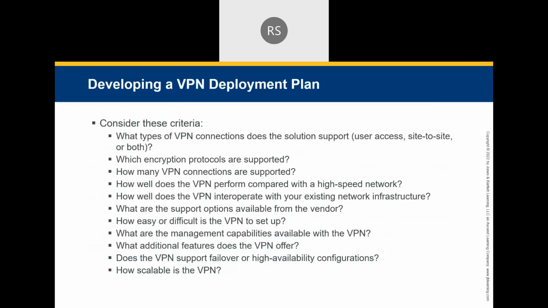Also, assess any additional features or functionalities that are offered by the VPN. So you can look for multi-factor authentication, content filtering, intrusion prevention. You also want to determine whether the VPN supports failover or high availability configurations to ensure continuous availability and resilience against network disruption or hardware failures. And then finally, evaluate how scalable the VPN is. You want to make sure that it will accommodate future growth and expansion of the organization's network infrastructure.